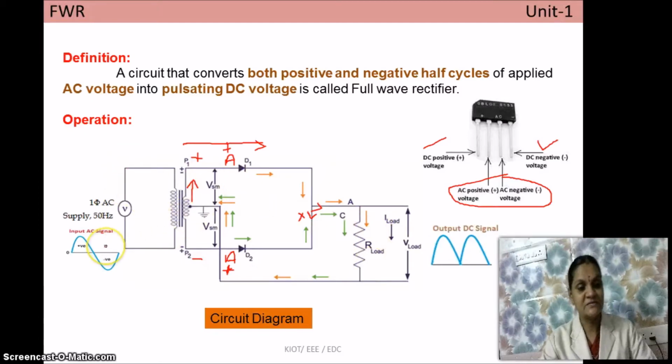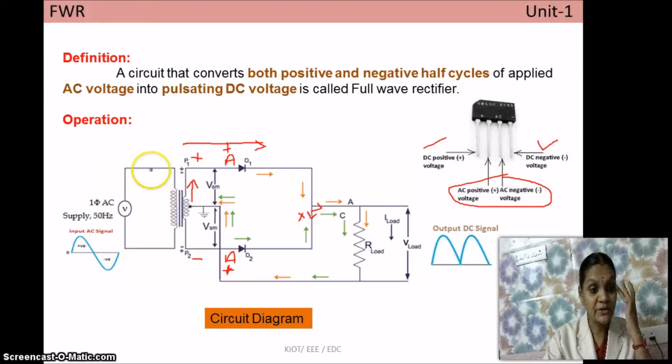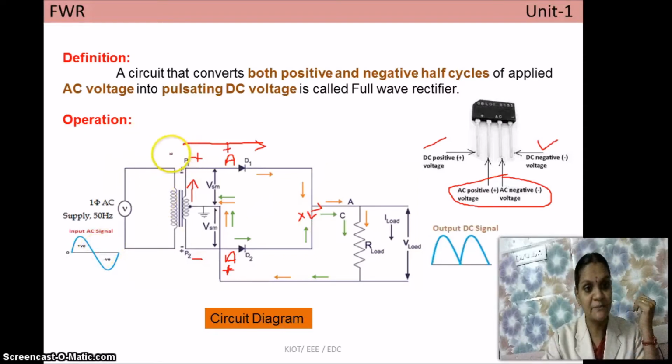And we will see the operation during negative half cycle. During negative half cycle, the terminal P1 is considered to be negative and P2 is considered to be positive. So now the diode D1 is reverse bias and D2 is forward bias.